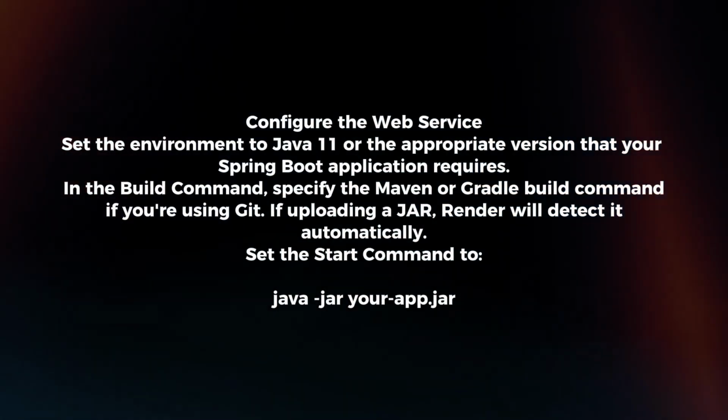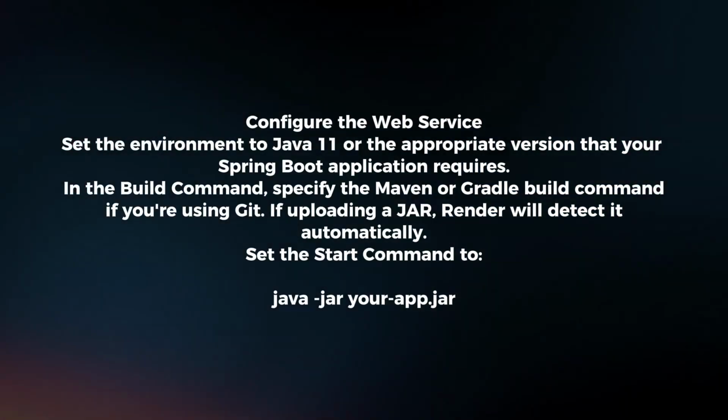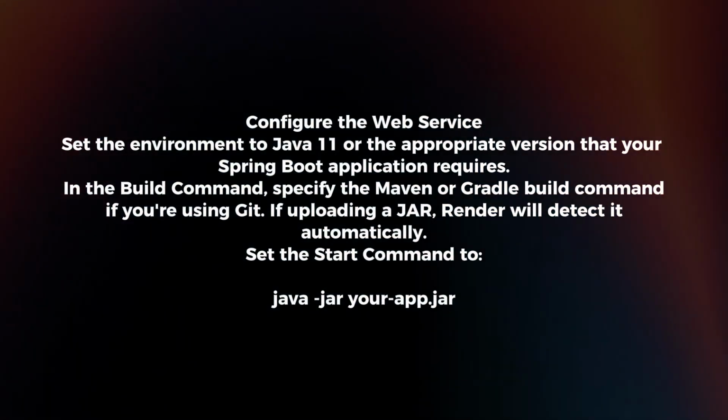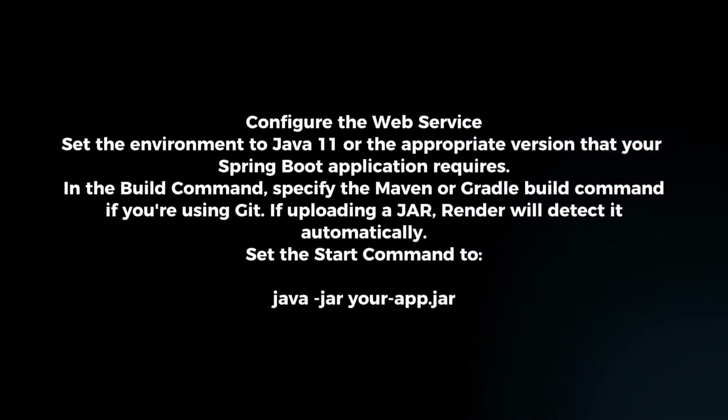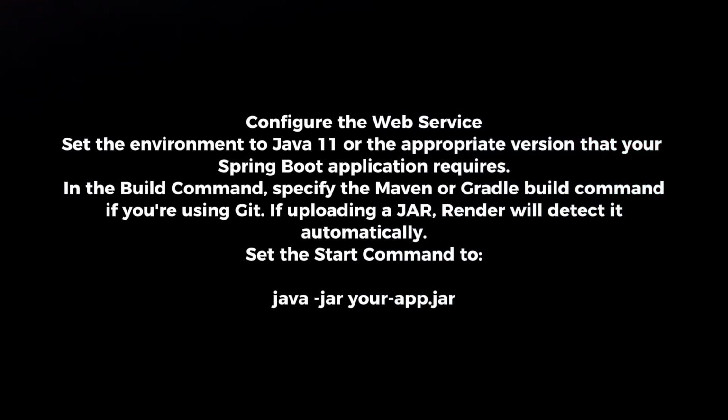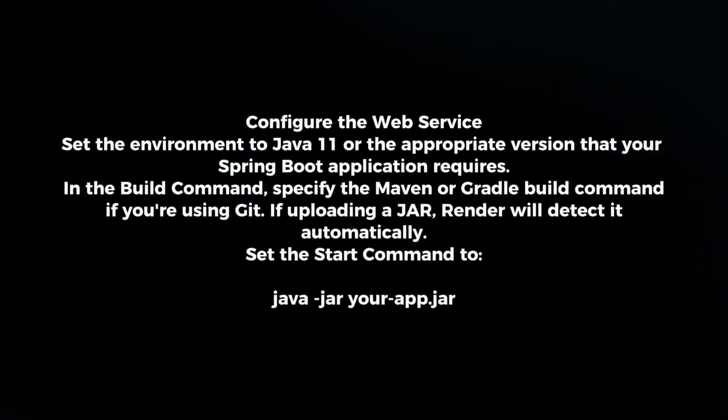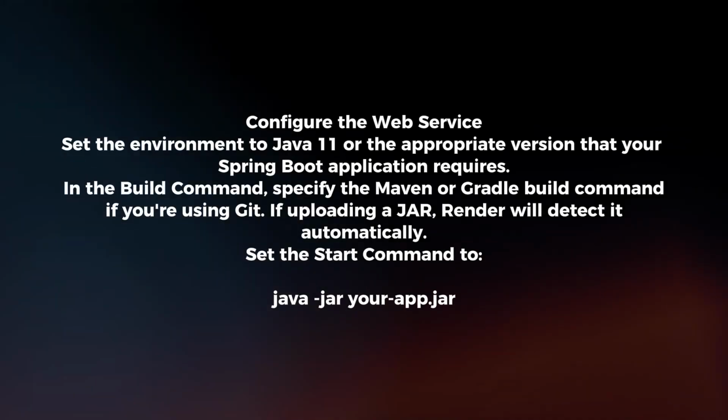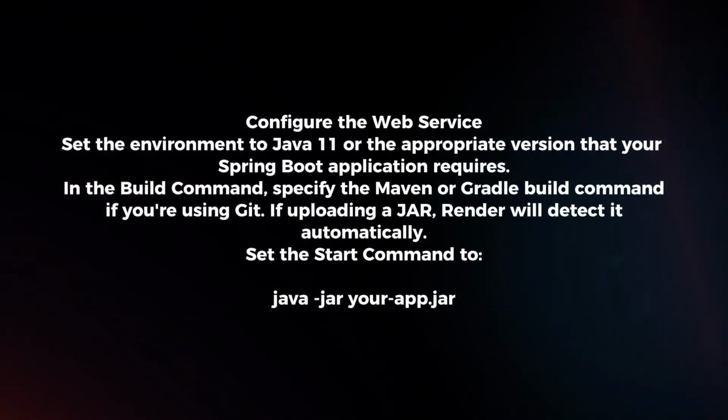Configure the web service. Set the environment to Java 11 or the appropriate version that your Spring Boot application requires. In the build command, specify the Maven or Gradle build command if you're using Git. If uploading a jar, Render will detect it automatically. Set the start command to the following.